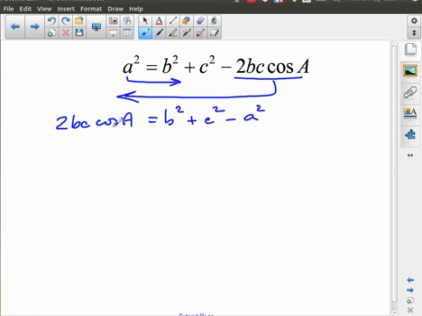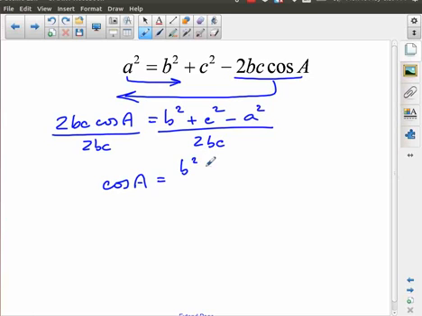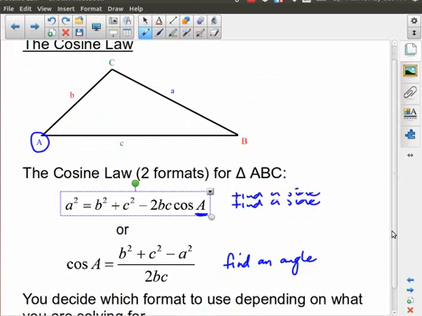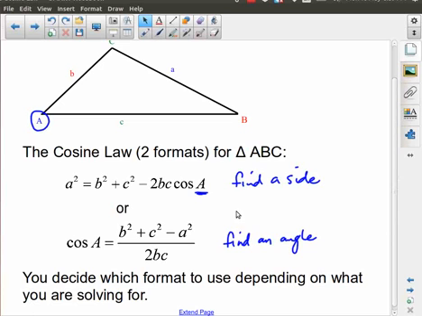Now I want to isolate cosine of A, so I divide everything by 2bc, and I end up with cosine of A is equal to b squared plus c squared minus a squared, all divided by 2bc. And as you can see, it actually wasn't that much trouble to go from this first format to the second format. So I really encourage people to commit this one to memory.